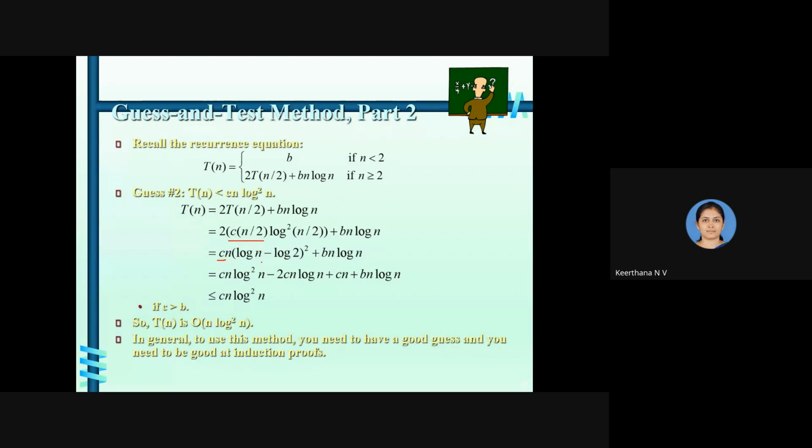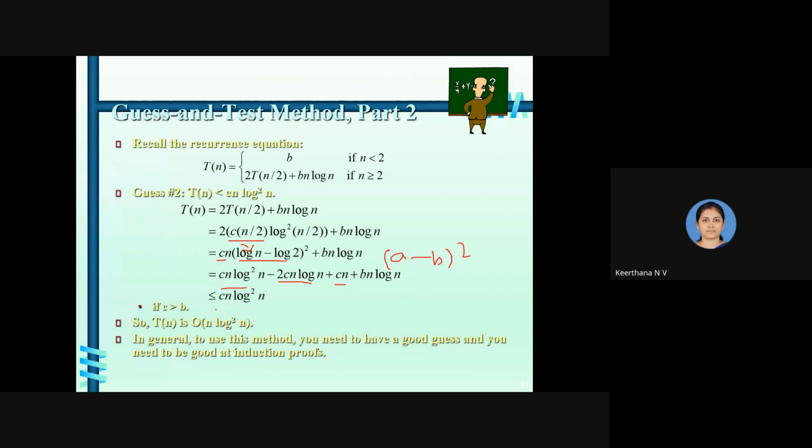So again, you will be multiplying C n inside. So log 2 will be 1. So C n log squared n, and log 2 being 1, another log remains. So 2 into C n log n. So again C n here. Here you are applying (a minus b) the whole square, which means a squared plus b squared minus 2ab. So this is 2ab, this is a squared, and this is b squared.